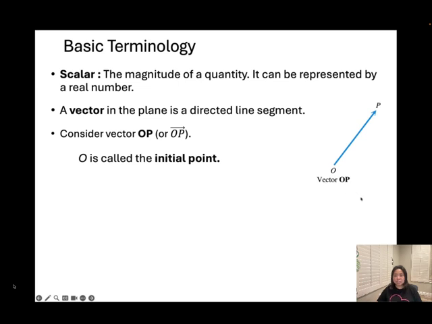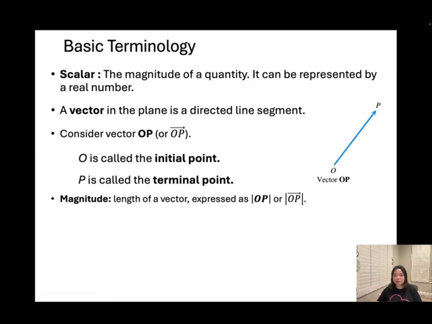O is called the initial point, so it's starting from this point here. P is called the terminal point. So OP has a direction, starting from O and going to P here.